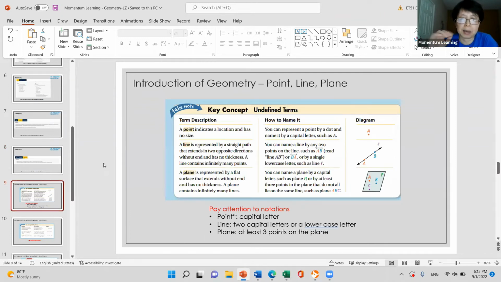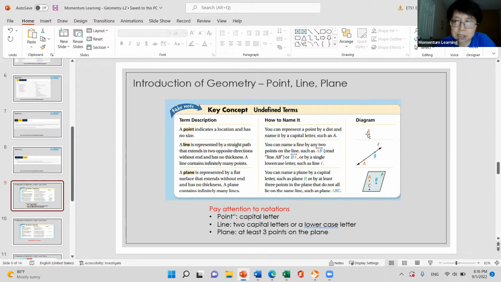Okay, for this open house tryout class, I'm going to introduce the geometry. First, the fundamental concepts, that's where we're going to start this course. We're going to learn the point, line, and the plane first. For the class, I'm going to list out the key concepts we're going to learn. The undefined terms, like the point. The point is just an indicator of the location. It does not have a size.